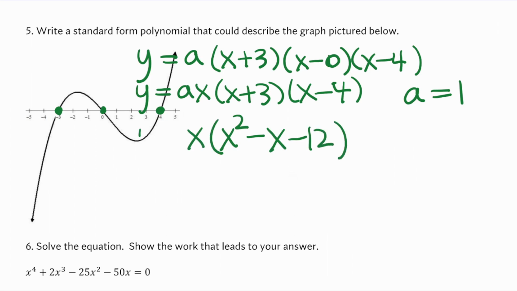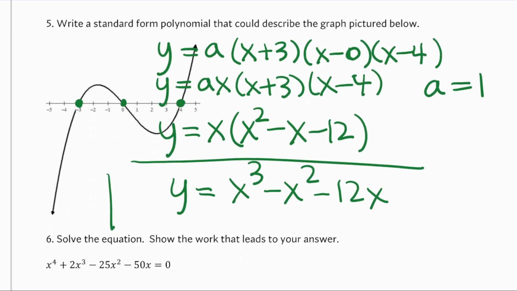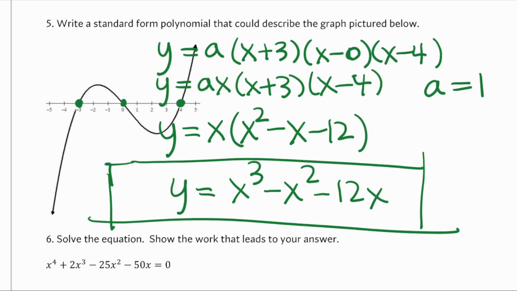And then I'm going to multiply in that x. And then that will give me a standard form polynomial. So it'll be x to the 3 minus x to the 2 minus 12x. And that could represent the graph over there.